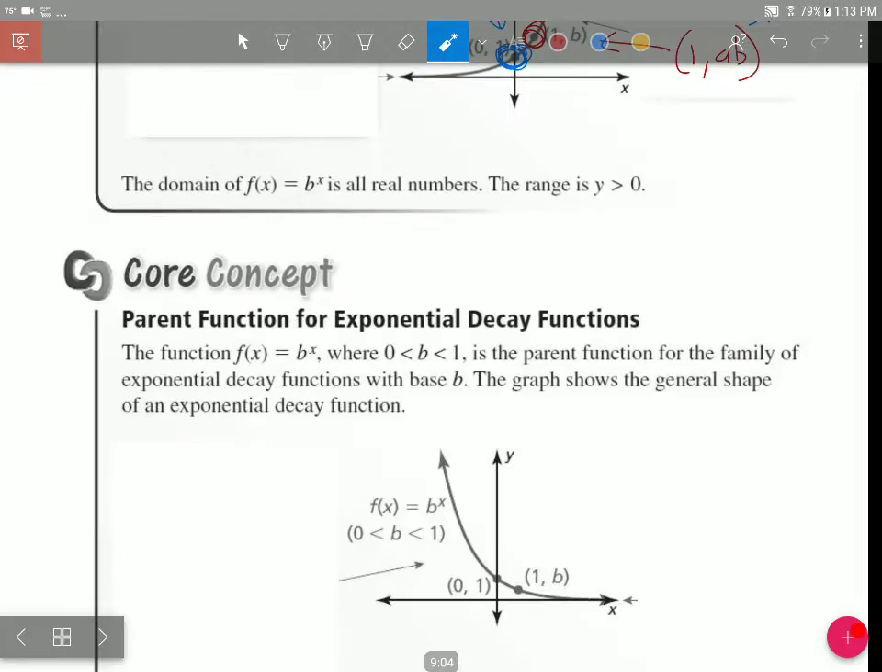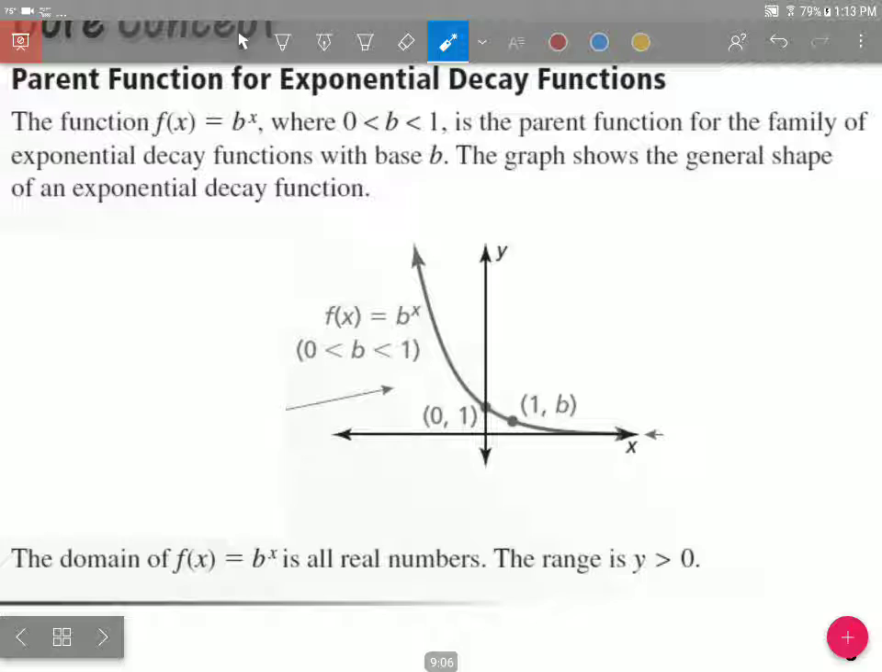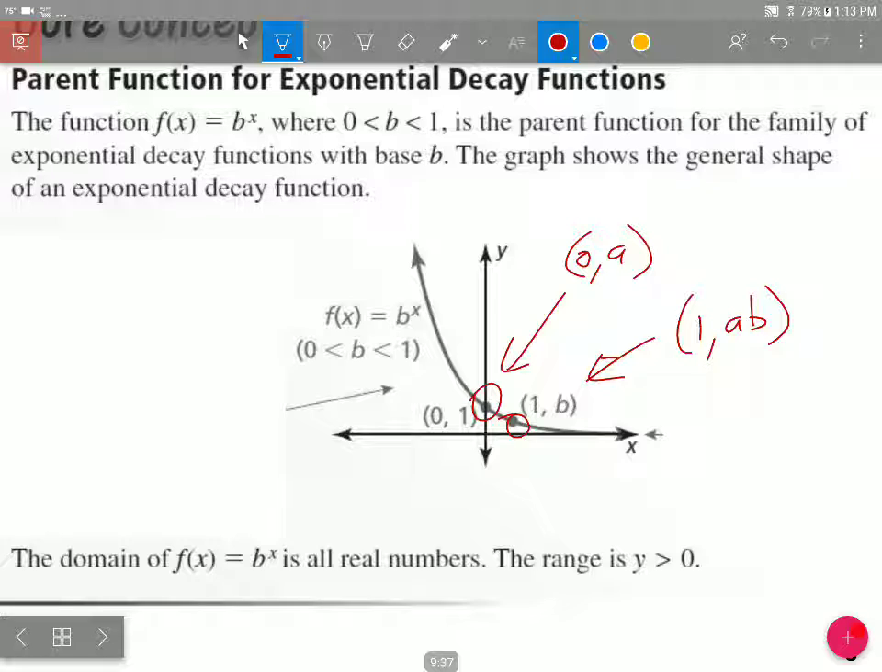Your b, this is the same thing. The only difference is your b value is a decimal. It is between 0 and 1, or a fraction. But this point down here is still (0, a). And this point right here is (1, a times b). All right, well, they're going to work you into the whole a times b eventually anyways. I'm just getting you to where you already kind of know about it, okay?